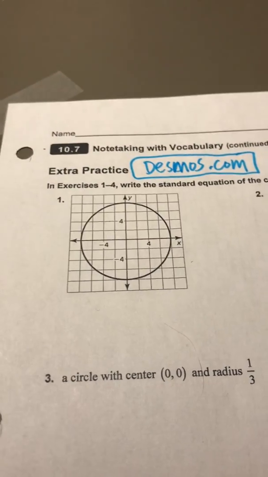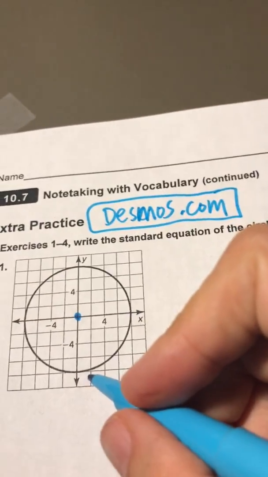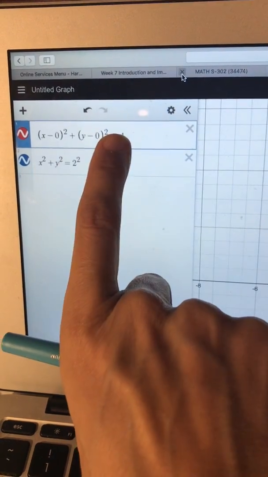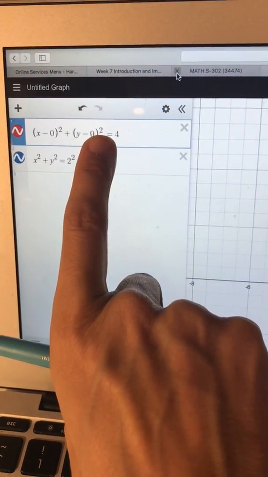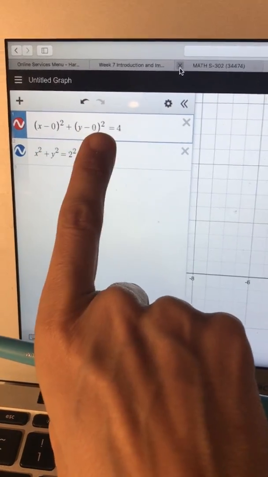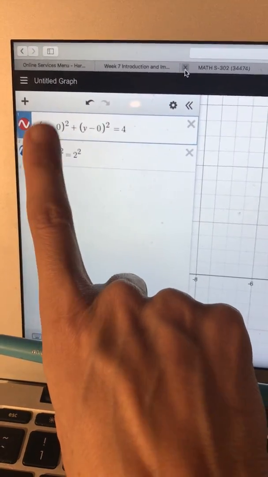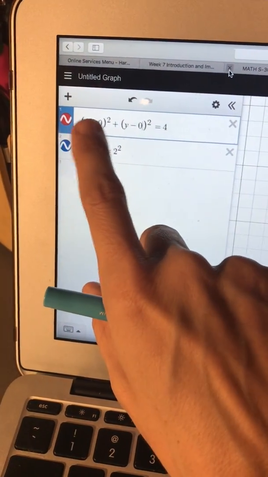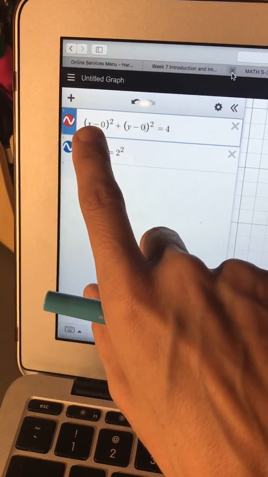Back here to my assignment. I notice the center of my circle is at 0, 0. So notice if the center's at 0, 0, I could write it here. There's the 0, 0 right there. That's where the center is. And sometimes we'll write it with nothing there because again, x minus 0 would still just be x. Any number, like the number 5, 5 minus 0 would still be the number 5.